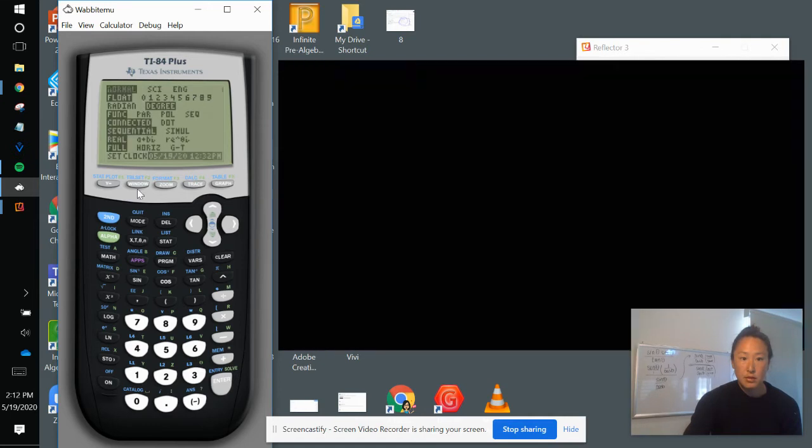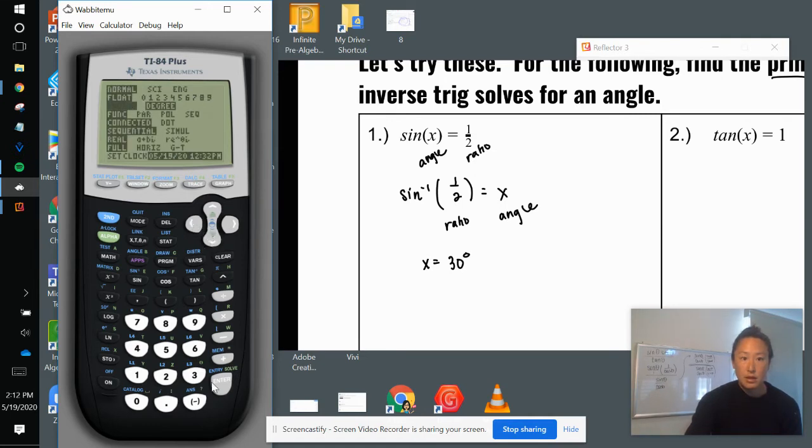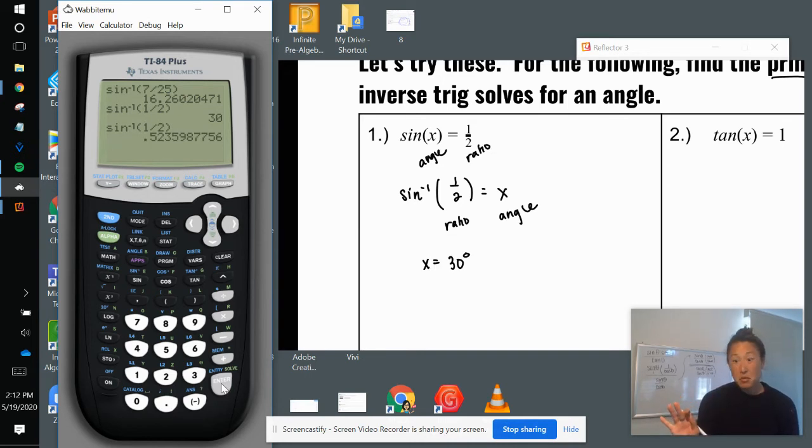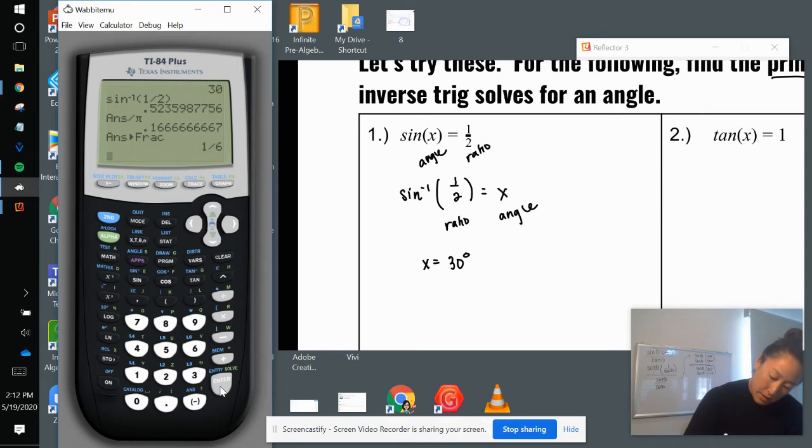Let's pretend we're in radians real quick. Actually, let's just go to radians. Okay. And I will just run the same thing again. And I get 0.52, but I'm not really happy with that number because I know that this is going to be like a pi over something. I'm just going to divide out pi to get the fraction. And then I'm going to math, enter. And I get 1/6 pi. So this is pi over 6. Or you can just look at this and be like 30 degrees, that's pi over 6, okay?